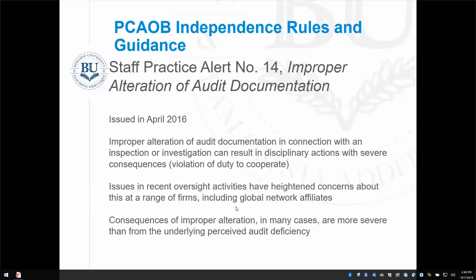So the next thing I want to cover is the PCAOB independence rule. This is the last one. This was Staff Practice Alert number 14, improper alteration of audit documentation, issued in April of 16. Ultimately, the easiest way to sum this slide up is just don't alter audit documentation, especially when you know that the work papers have been requested by the PCAOB or have been subpoenaed.